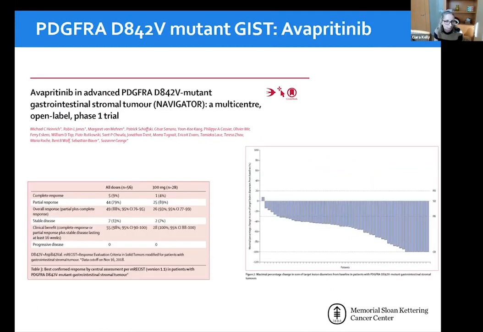And then this reflects the Avapritinib data for PDGFR alpha D842V mutant GIST. With the waterfall plot on the right-hand side of the screen, each column reflects a patient, and they're going downwards, going in the right direction, which reflects tumor shrinkage. So the majority of patients receiving this medicine in this subtype of GIST benefit from this treatment. This is remarkable data, given that prior to Avapritinib, we really didn't have any great medical therapy for patients with this type of GIST.